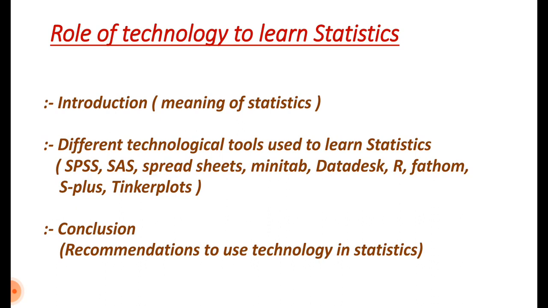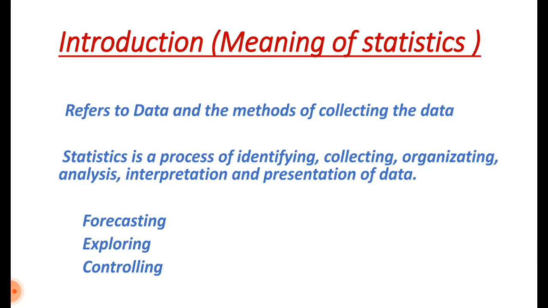Statistics is used by whom? Most of the time, government organizations are using it. Even private organizations are using it according to their requirements, and also some individuals are using it. Statistical tools are useful. So all these people, for what purpose are they using it? The first is forecasting, exploring and controlling. These are the main objectives of using statistics.